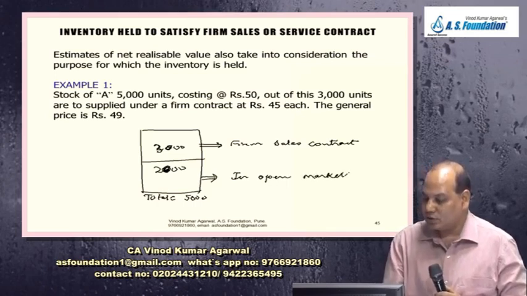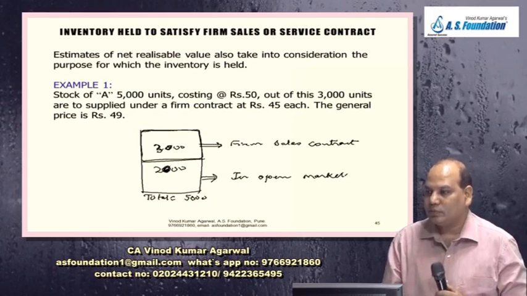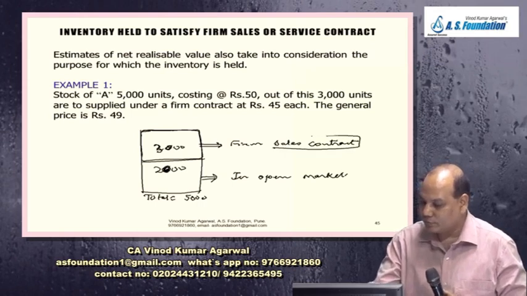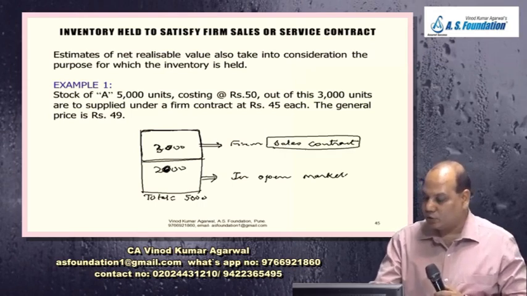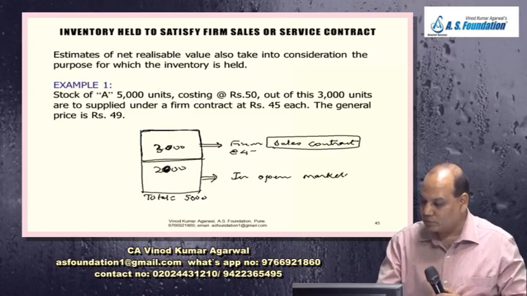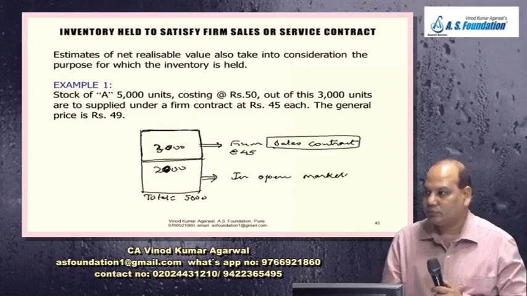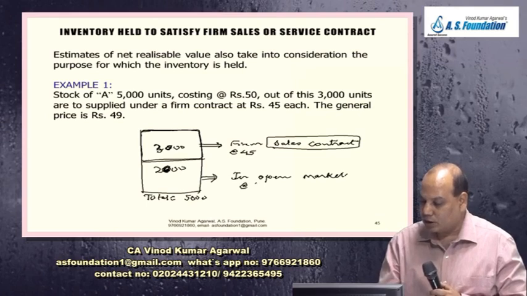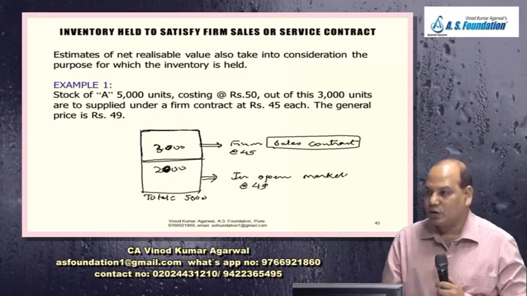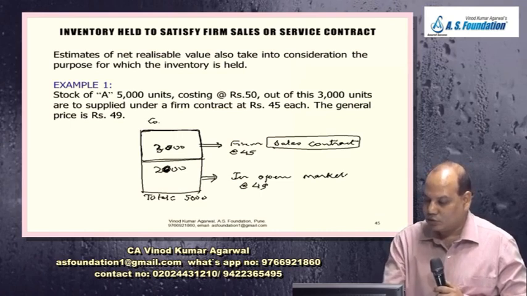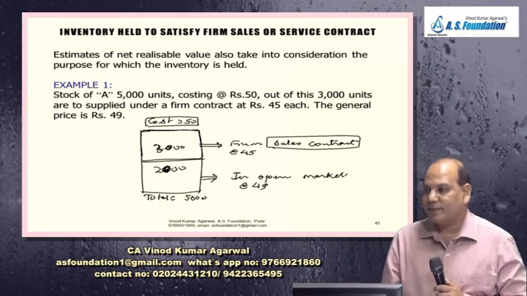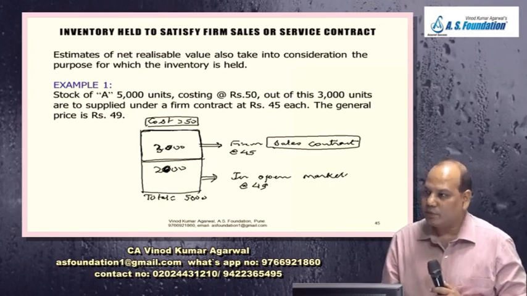So the standard says this inventory is meant to satisfy a firm sales contract. You have entered into a contract. Let us say you have entered into a contract to deliver this at rupees 45. And right now in the market, the rate is 49. And the cost of manufacturing of this item is 50 rupees. So at what amount should the inventory be valued?